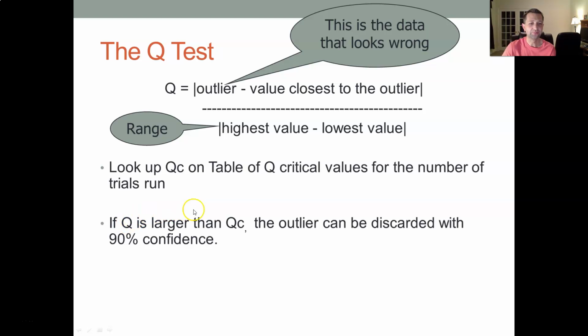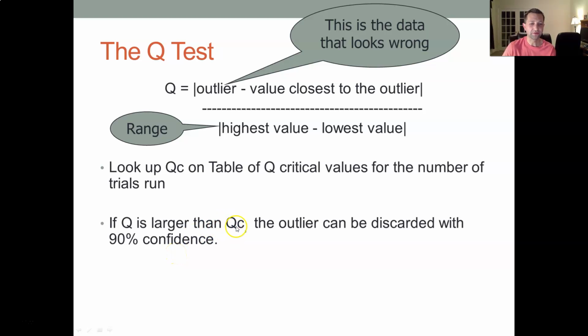If your value is bigger than the critical value, your data point can be discarded with 90% confidence. Okay, so that's important here. In the back of your book, you'll see 90% confidence, maybe 95% confidence, maybe 99% confidence. So it depends on how confident you want to be that you can get rid of that data point.